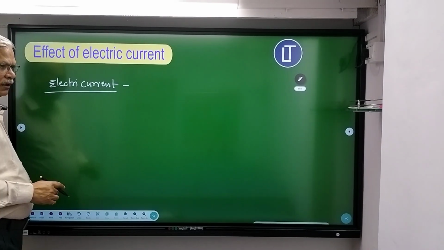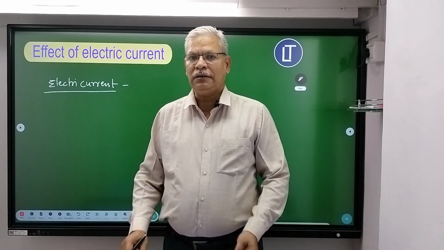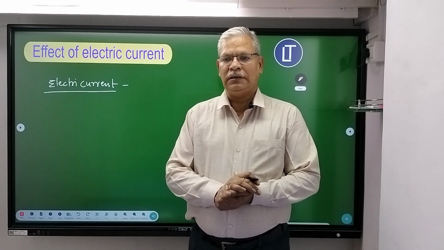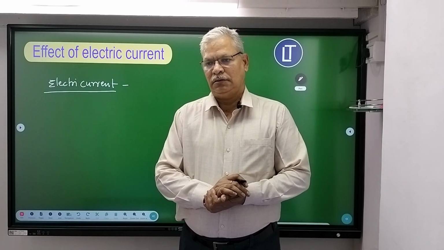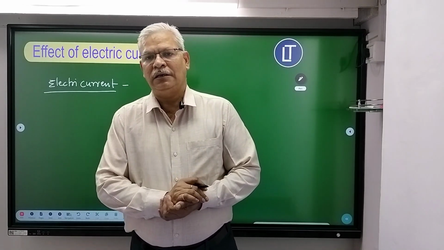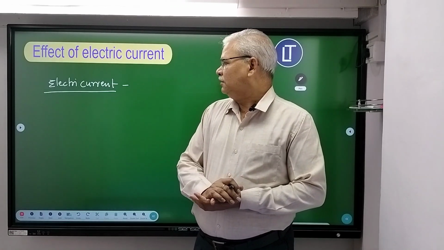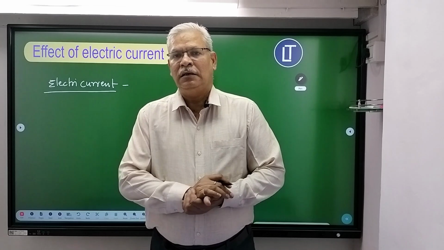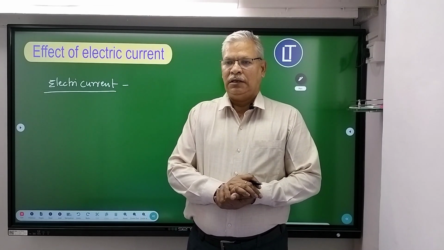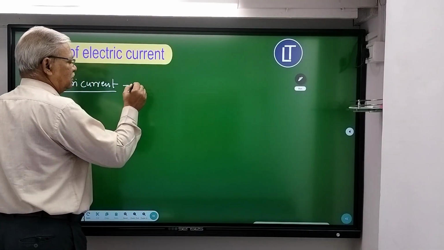Definition of electric current. As you know, the electric current flows due to the flow of electrons in a conductor. In a conductor, the electricity flows due to the electrons. In a solution, it is due to the ions. Now see, it means that it is the flow of charges. Then its definition is like this.